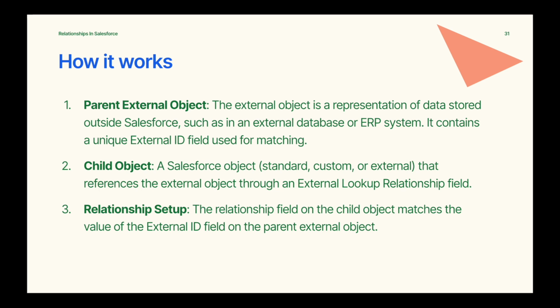And then relationship setup: the relationship field on the child object matches the value of the external ID field on the parent external object. As I was giving an example, on the parent external object we could have a serial number as a field which is unique for each record, and then on the child object we will be creating a field with the data type of external lookup relationship. So these two fields will match and then map the records.